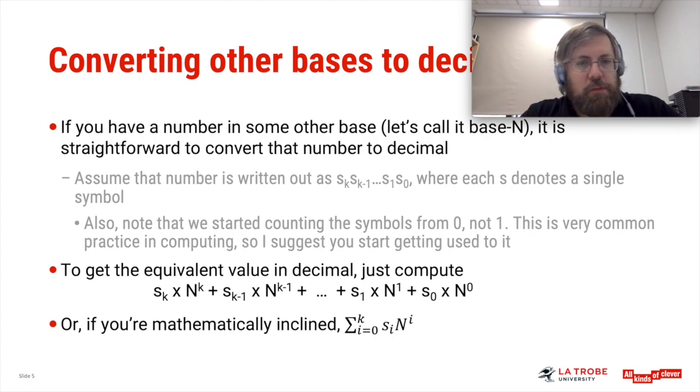So to get the equivalent value in decimal, you compute symbol 0, the rightmost symbol, times n to the 0, which is 1, plus symbol 1 times n to the 1, plus symbol 2 times n to the 2, plus symbol k minus 1 times n to the k minus 1, plus symbol k times n to the k. If you're more mathematically inclined, you can write it out with a summation notation, where you're doing the sum from 0 to k of symbol i times n to the i.